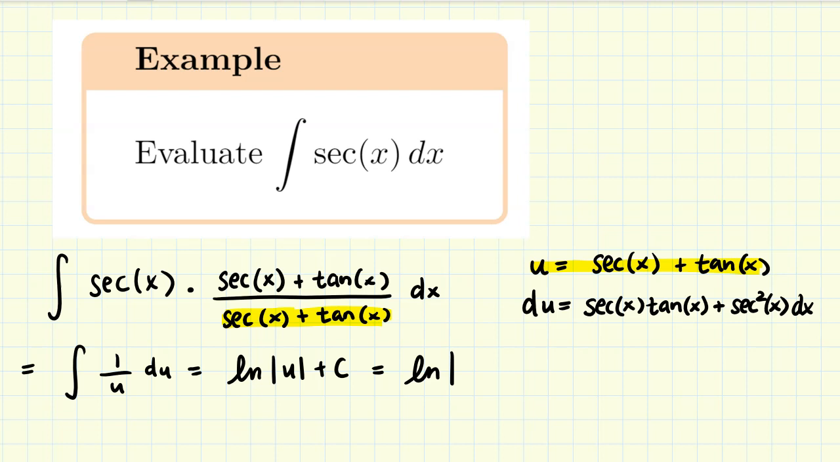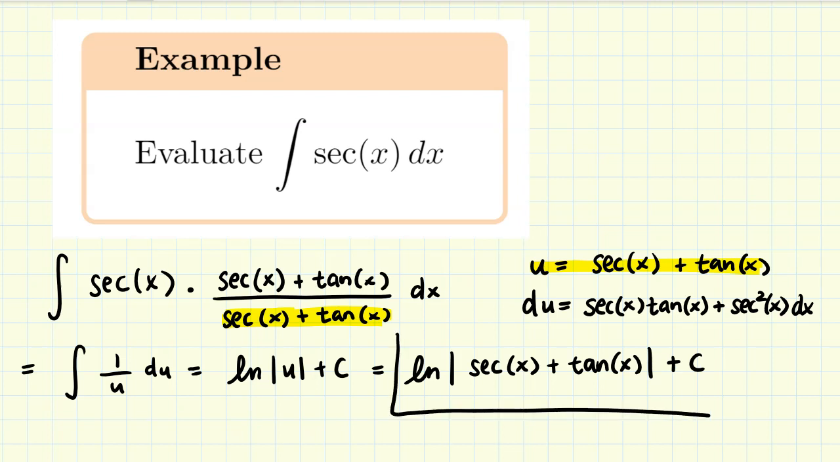So we have the natural log of the absolute value of secant of x plus tangent of x plus our constant of integration. And this is our final answer.